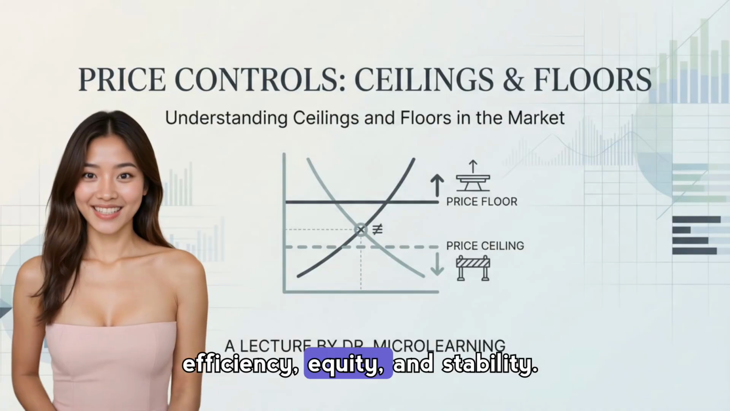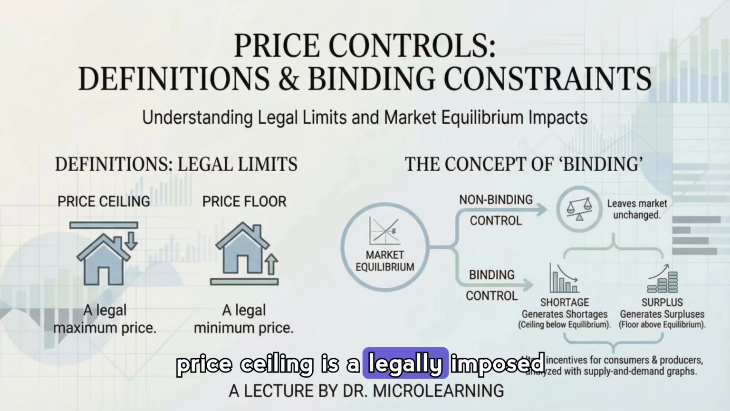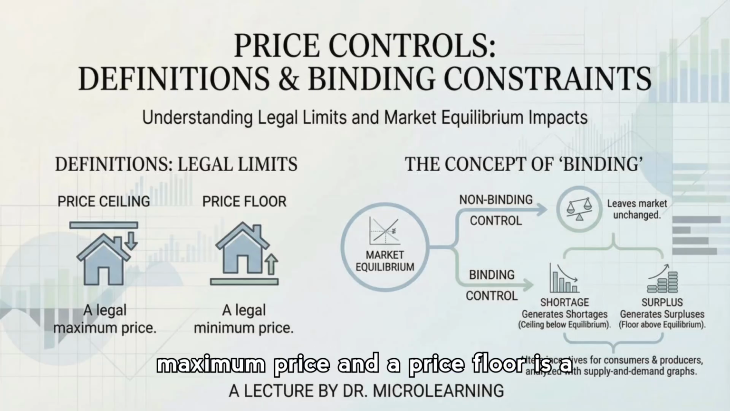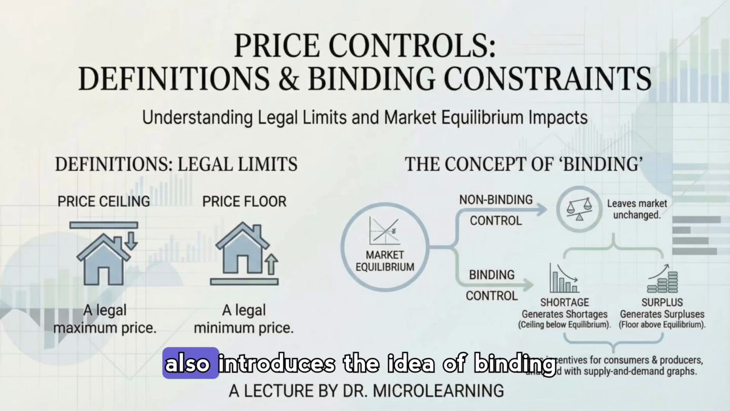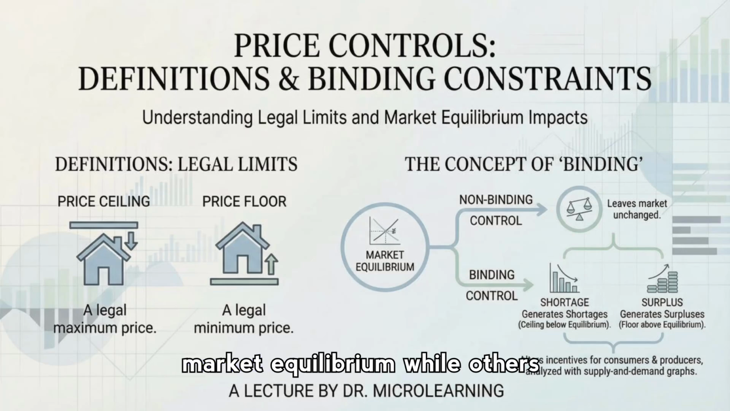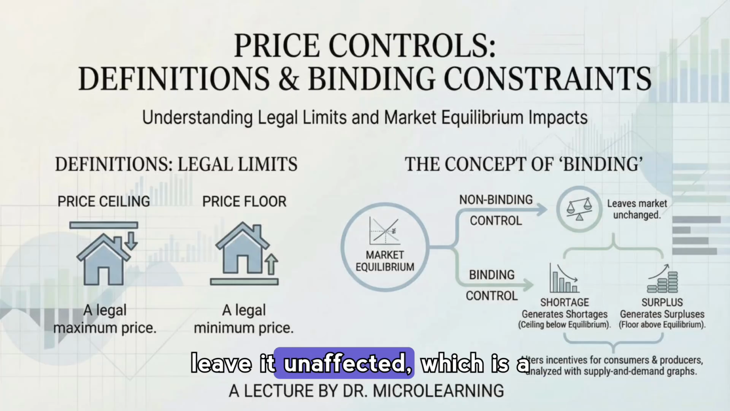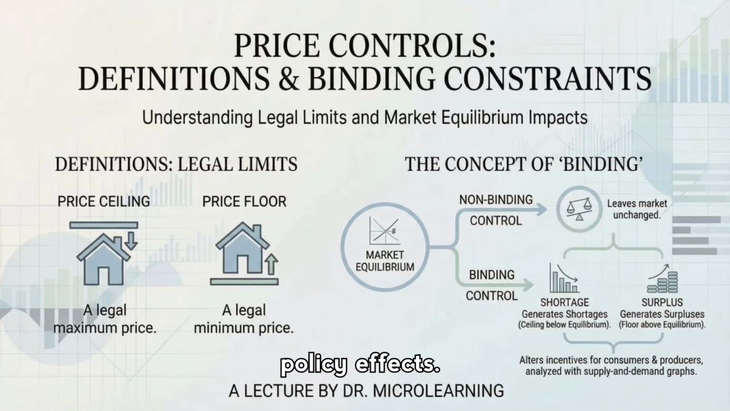On this slide, we define key terms. A price ceiling is a legally imposed maximum price, and a price floor is a legal minimum. The diagram here also introduces the idea of binding versus non-binding controls, meaning some limits change the market equilibrium, while others leave it unaffected, which is a crucial distinction when evaluating policy effects.